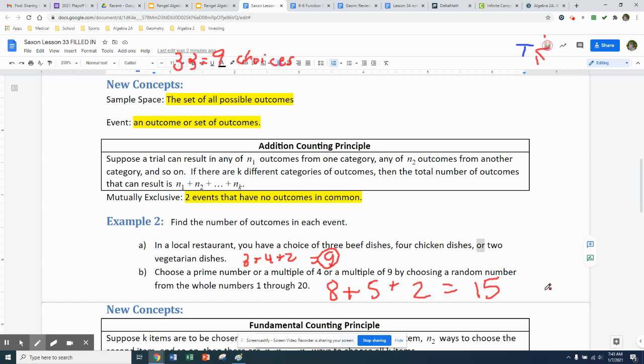That topic, mutually exclusive, is something that we continue to practice with. Right now it's just an introduction, but we'll continue to investigate mutually exclusive. So heading down to work with the fundamental counting principle some more.